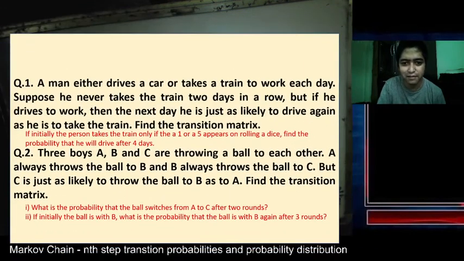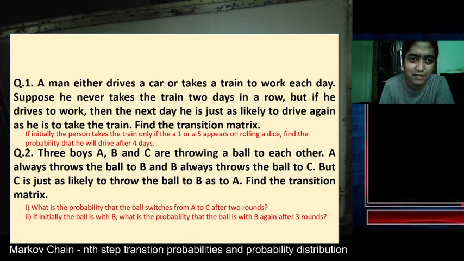Now let us take a look at question number 2. Question 2 says, if initially the ball is with B, what is the probability that the ball is with B again after 3 rounds? This question is about probability distribution because it doesn't involve any change of state. Compared with question 2.1, which involves a change of state from A to C, question 2.2 doesn't involve a change of state. So we are talking about the probability distribution.